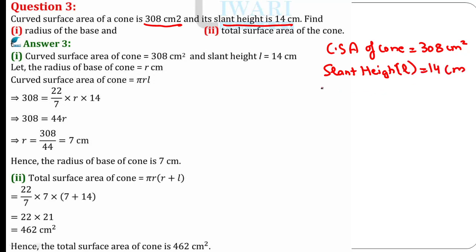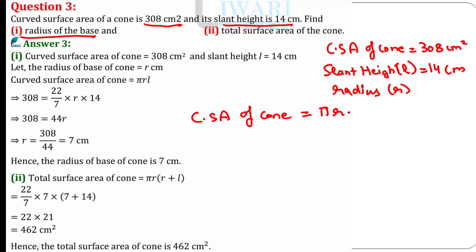First of all you have to calculate the radius of the base, the value of this radius R. We know that the formula for curved surface area of a cone is equal to pi r L. The curved surface area is 308, that equals pi is 22/7, the value of radius is not given, and the value of L is given, that is 14.